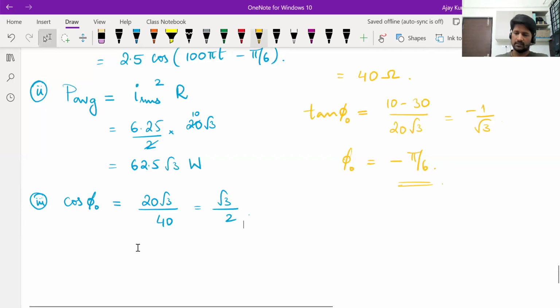Or you could have answered that based on this angle also. You know phase angle is pi by 6, 30 degrees. Cos 30 degrees is root 3 by 2. That way also you will get the answer for power factor.